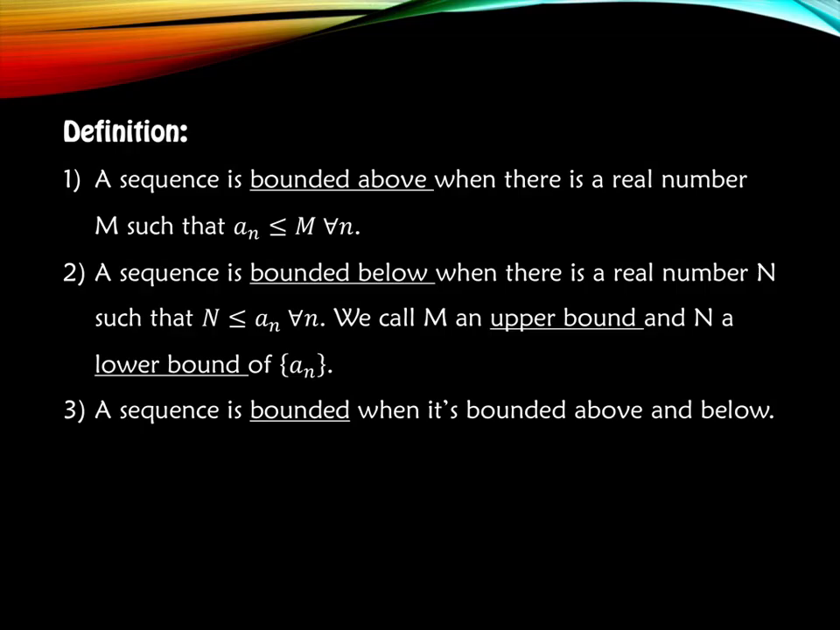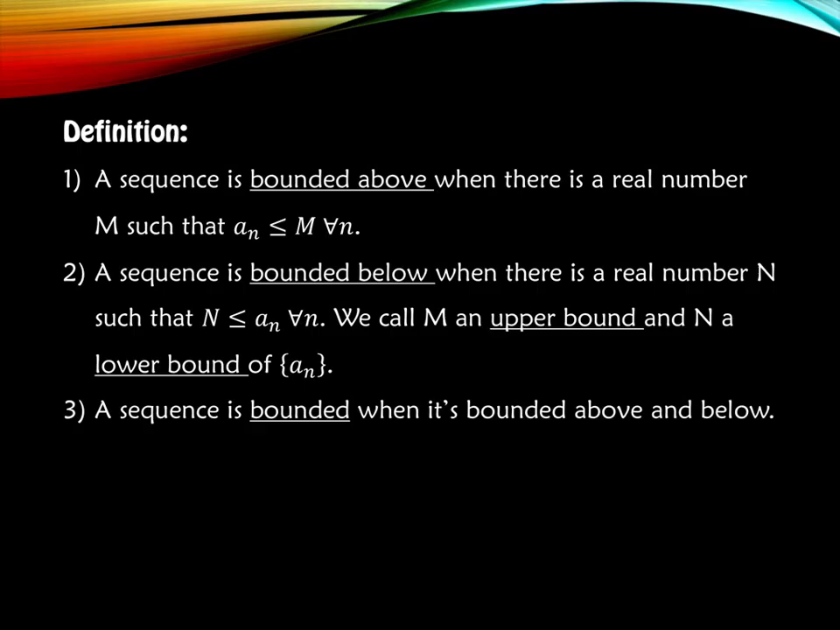And then the next one is about boundedness. A sequence is bounded above when there is a real number M such that a sub n is less than M for all n. A sequence is bounded below when there is a real number N such that N is smaller or equal to a sub n for all n. Capital M is called the upper bound. Capital N is called the lower bound. And when we have an upper and a lower bound, we say the sequence is bounded.